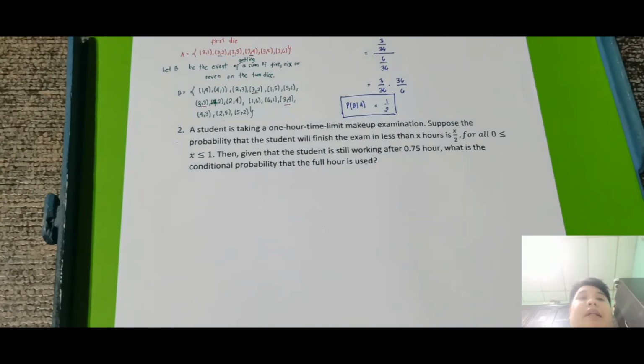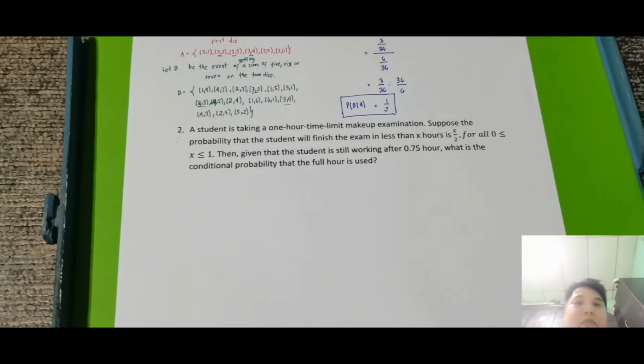Now, given that the student is still working after 0.75 hours. So meaning ng 0.75 hours, that is 75% ng oras natin, 45 minutes. Tama? So after 45 minutes ay nag-e-exam pa rin si Sario or si Naldo. So what is the conditional probability that the full hour is used? So yung buong oras daw ay nagamit.